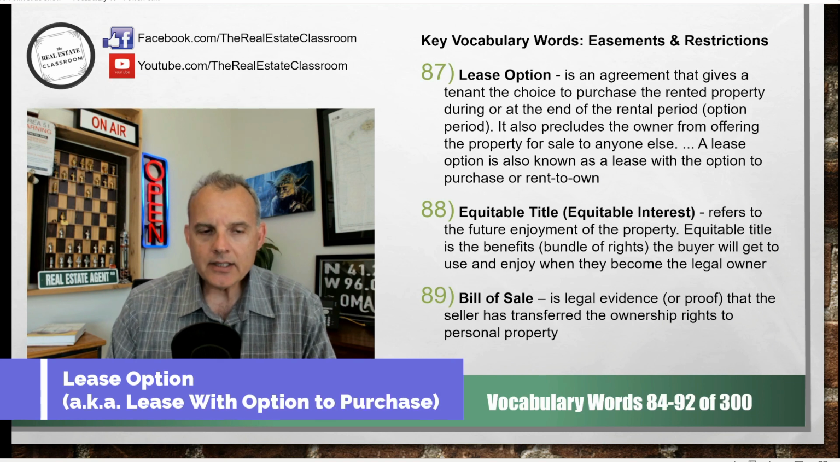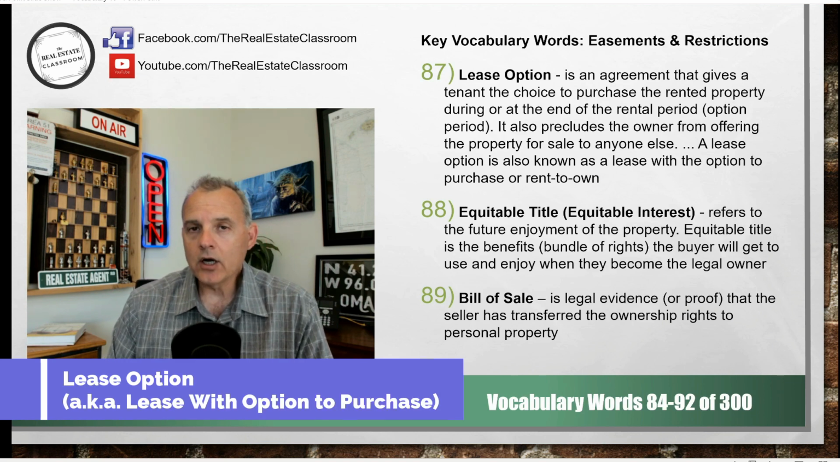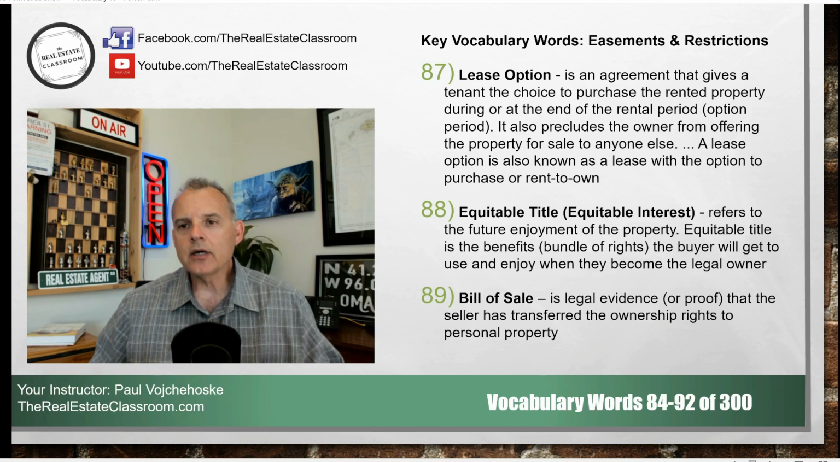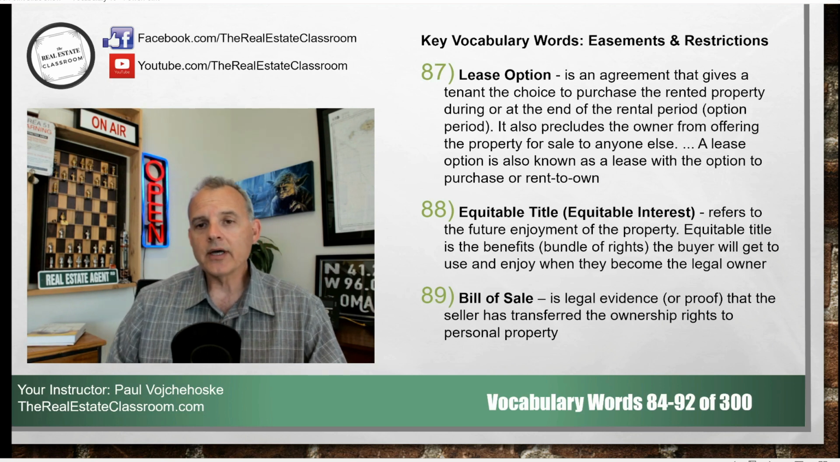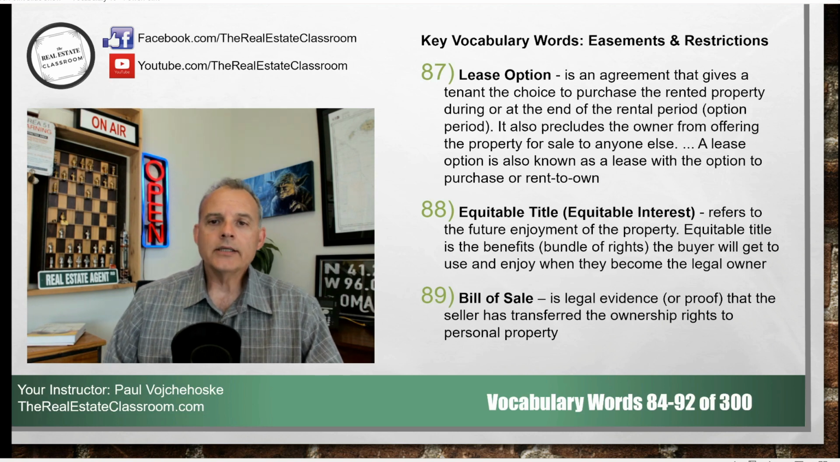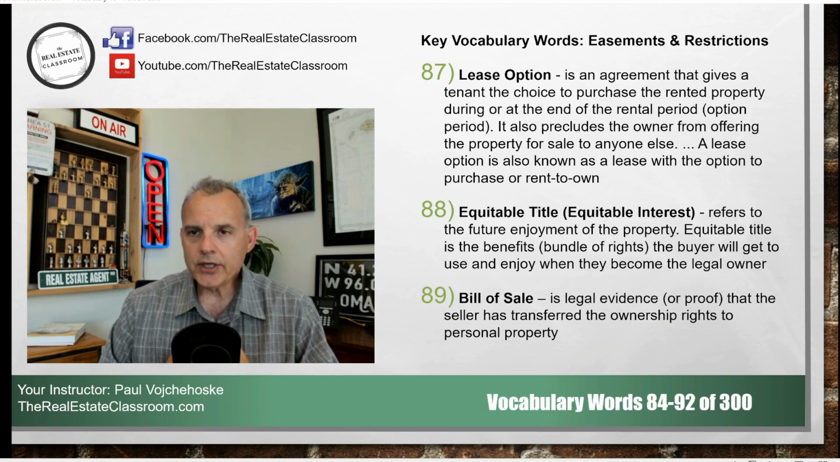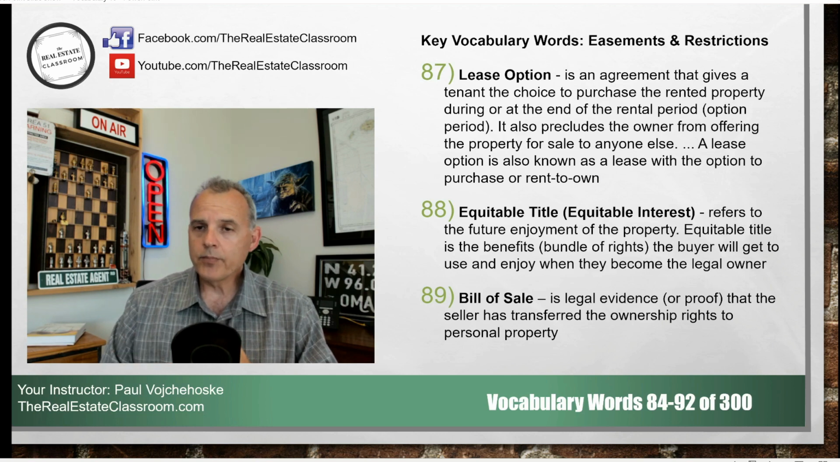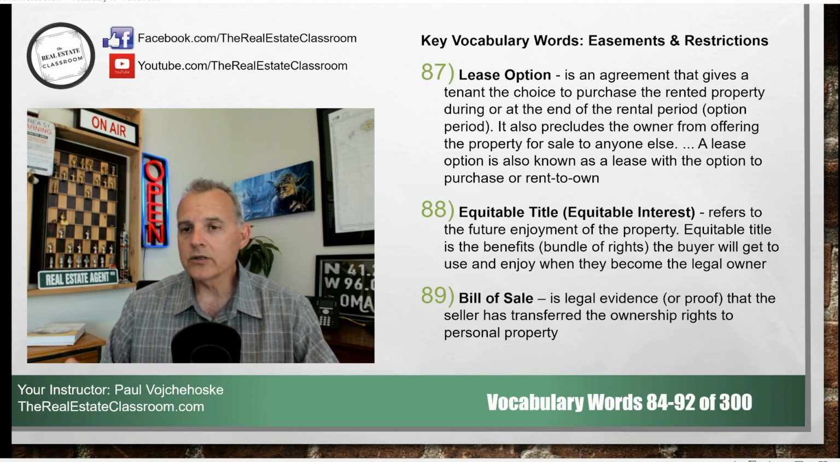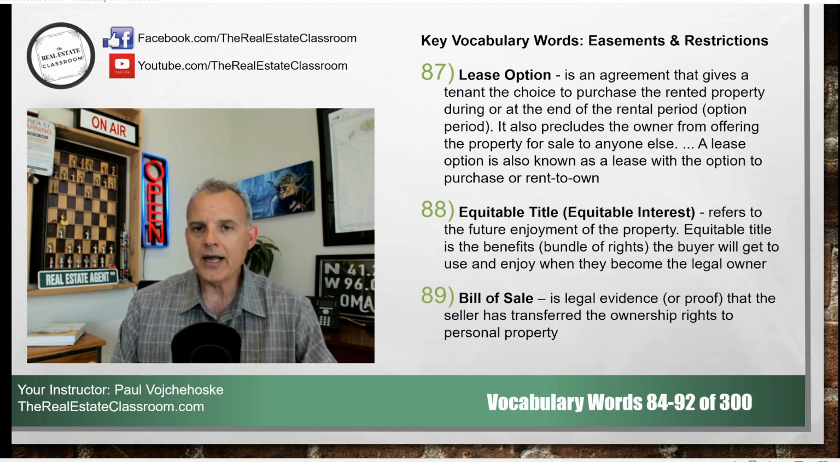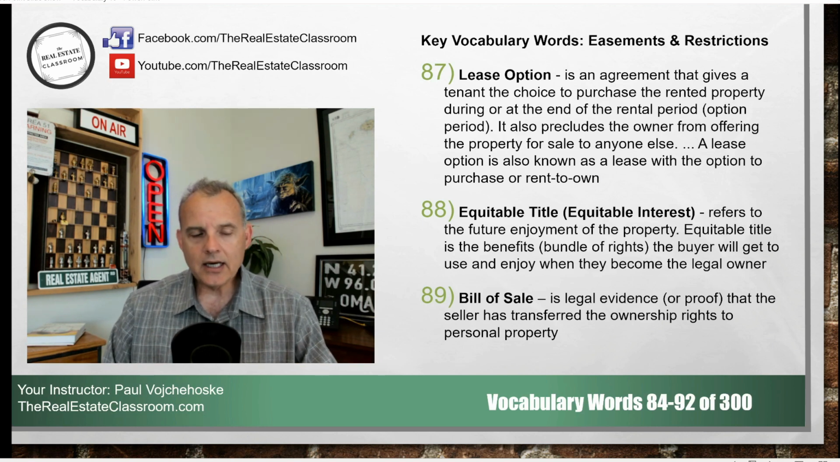Well, first of all, a lease option has a couple of AKAs, also known as. A lease option can also be known as a lease with an option to buy, or a lease with an option to purchase, or a rent to own is another example of a lease option. All right, so let's look at the legal definition. A lease option is an agreement that gives a tenant the choice to purchase the rented property during or at the end of the rental period, or what we call the option period. It also precludes or prohibits the owner from offering the property for sale to anyone else during that rental period or that option period. That is a lease option to buy.